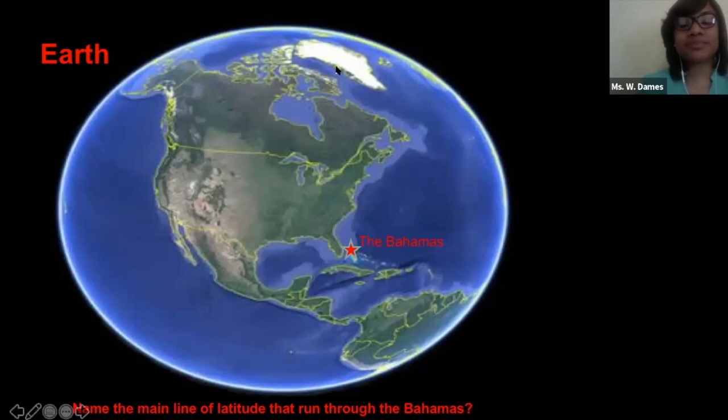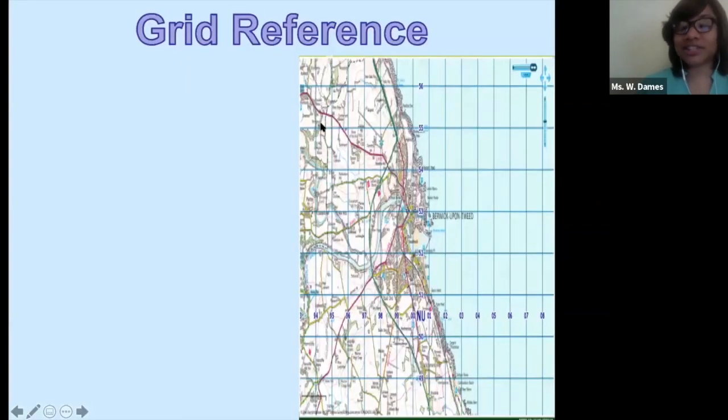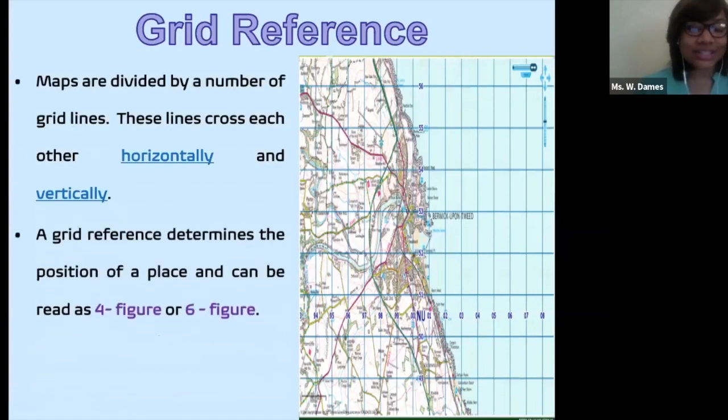Let's go into some things more major. We want to look at some grid references, okay? So that's a little bit of information on grid references. Like I said, the map is divided into grid lines. You have lines running horizontally and lines running vertically. When you think about horizontal, think about the horizon, the sun's horizon. Horizontal is definitely west to east. Vertical lines run from north to south.